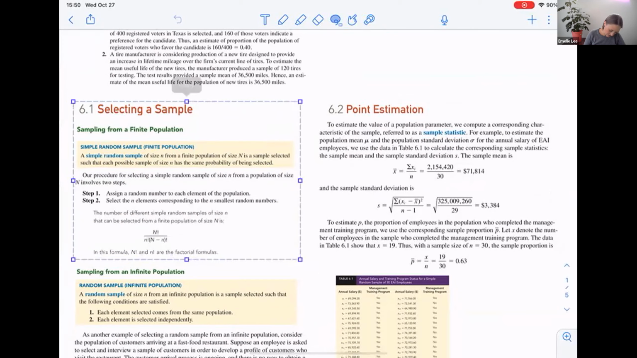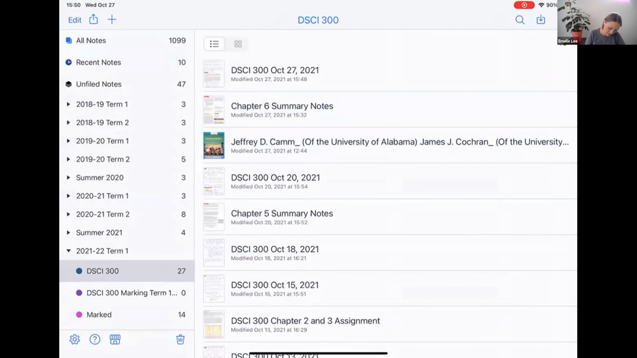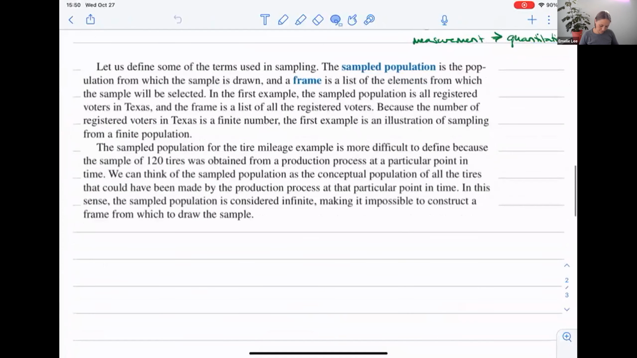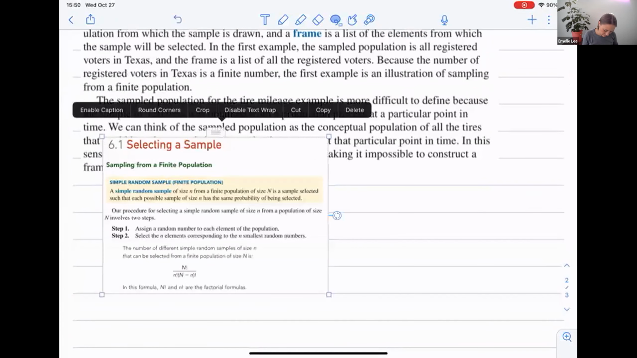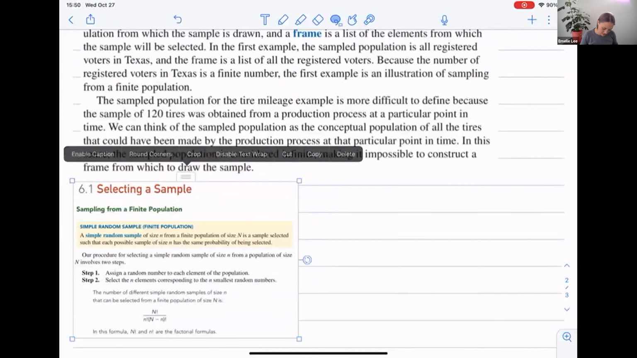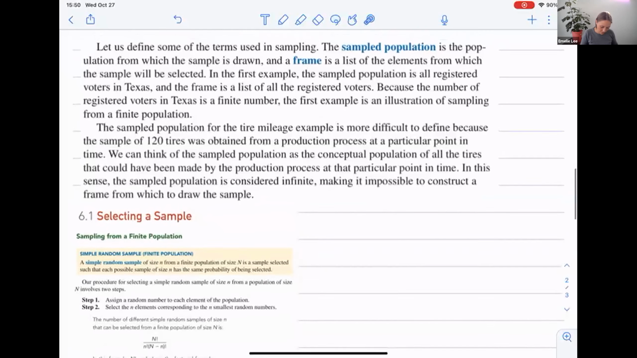So we'll start talking about the differences in selecting a sample.